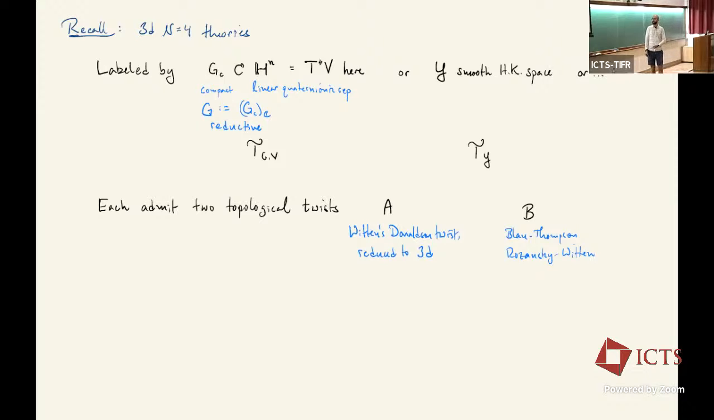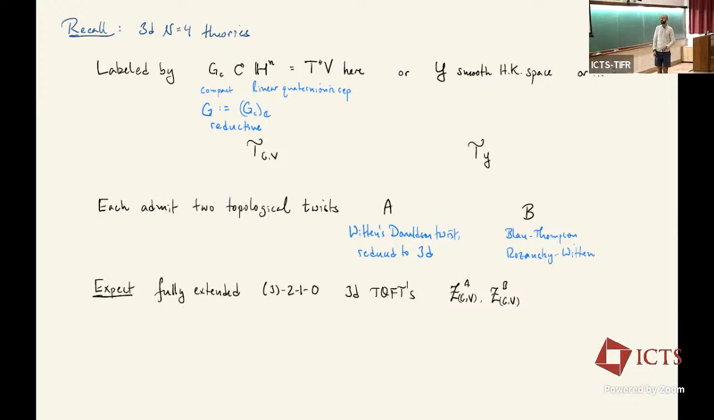Just to connect a bit to the past, the A twist is a dimensional reduction of Witten's Donaldson twist. The B twist was discussed by Blau and Thompson, and in the case of smooth hyperkähler targets, is the thing that Rozansky and Witten used to define their invariants. I will mainly focus on the A twist today.